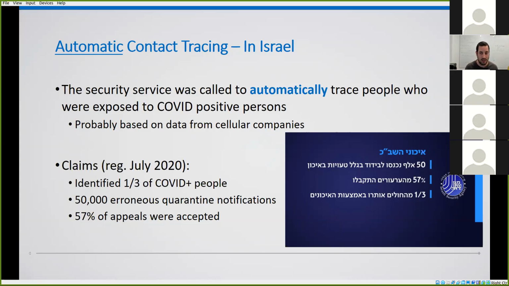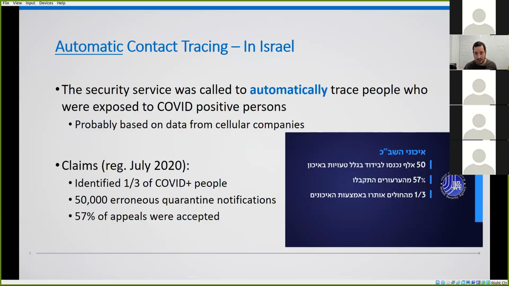So basically, if the security service identified you as being exposed to a COVID-19 positive person, you're going to get an SMS message to your phone instructing you to self-isolate. And you're required by law to do it, and you might get visits from the police to make sure that you're actually isolated. If you're sure this is an erroneous message, you can try to appeal. It's a very difficult process, but most of the appeals that were made were accepted. So basically, this is something that's privacy invasive and not very effective.